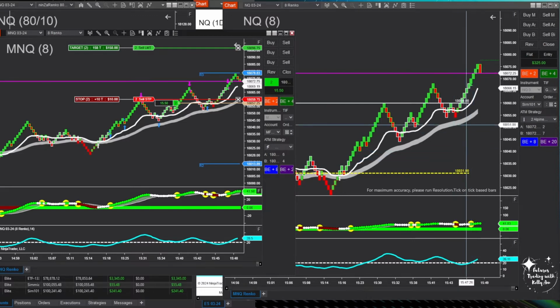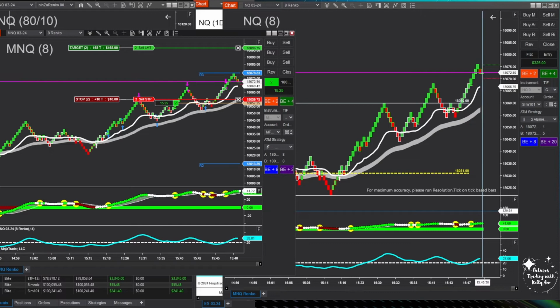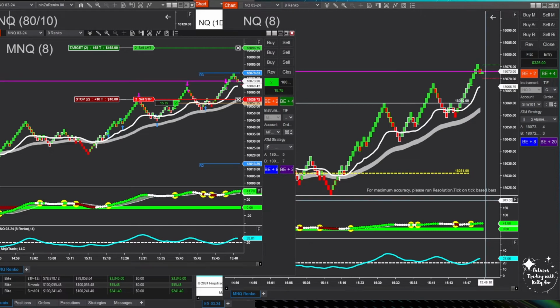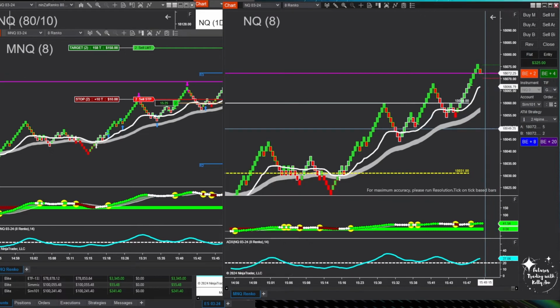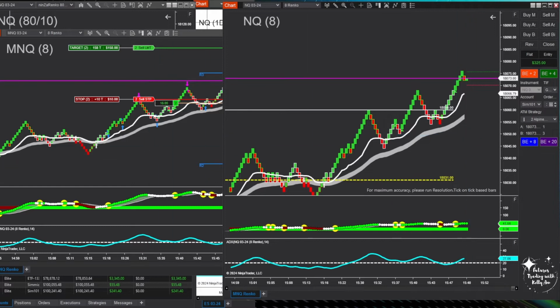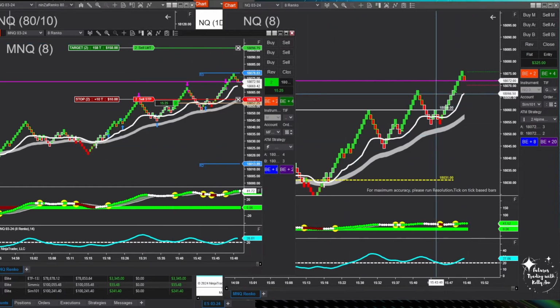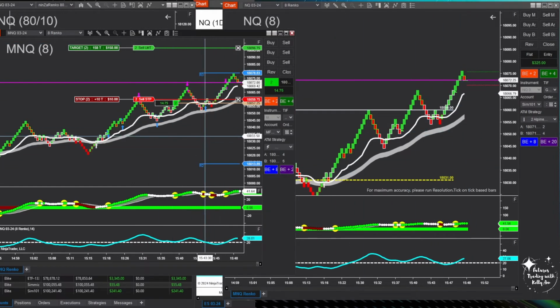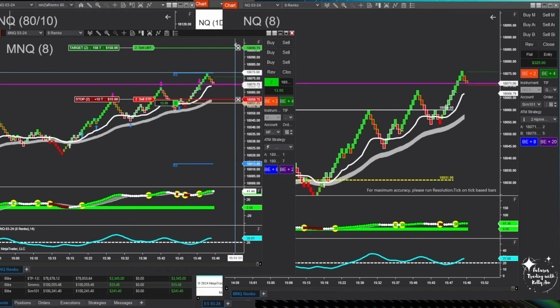We didn't get an entry on the scalp chart. The bubble bars just turned green again, so we didn't have an entry there. It looks like it's pulling back now, but we're at the resistance R3. So I'm not going to take a long into that. I'd have to get above it first.